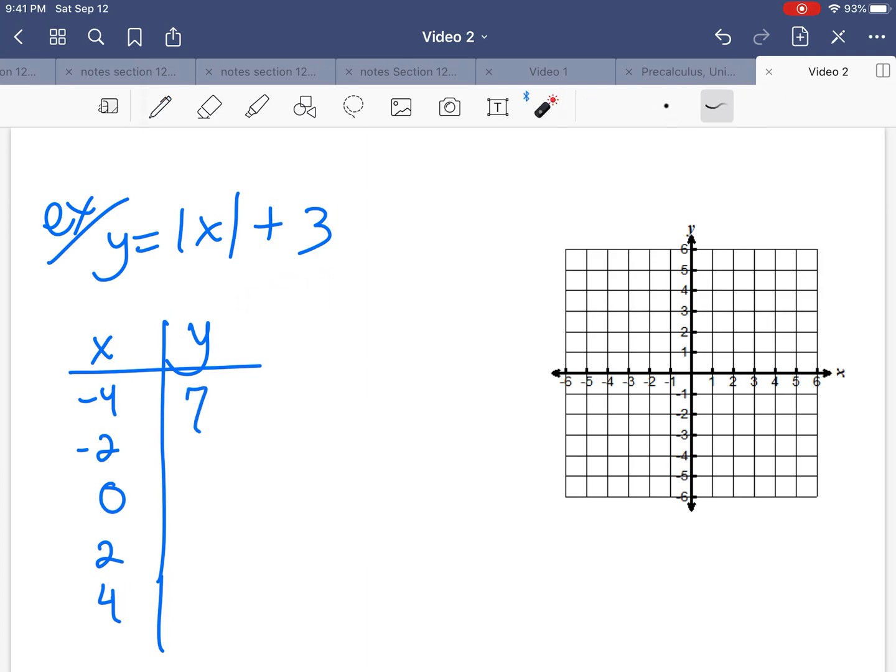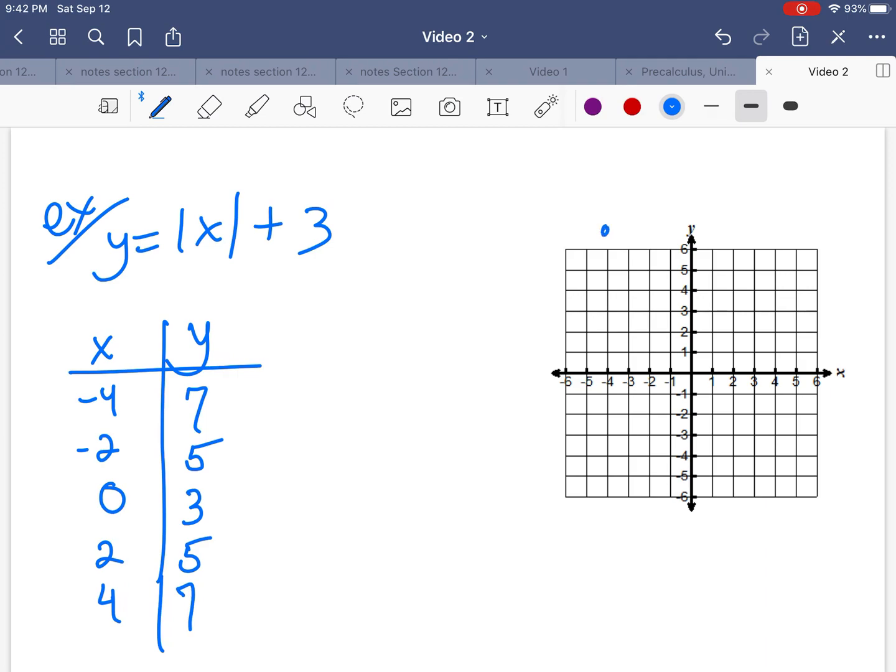Now I'm going to imagine I'm going to put a -2 in here. Absolute value of -2 is 2, and 2 plus 3 would be 5. Then put a 0 in there. Well, 0 plus 3 is 3. Then I plug a 2 in. 2 would stay the same, so it'd be 5, and 4 would stay the same, it'd be 7. So when you graph this, we got -4, 7.